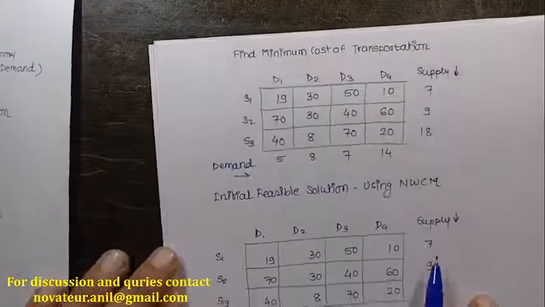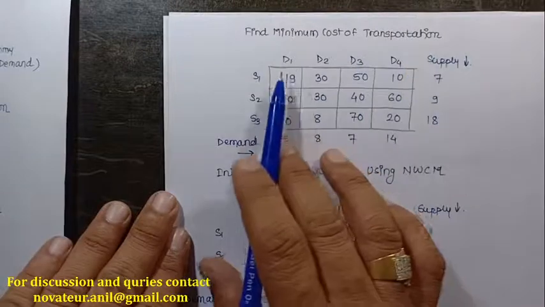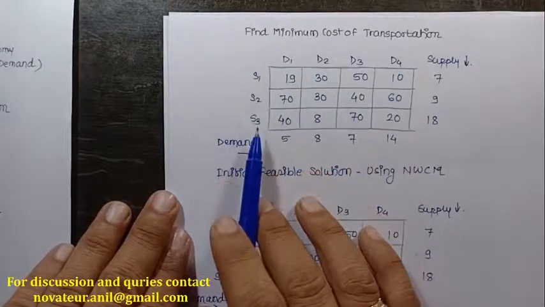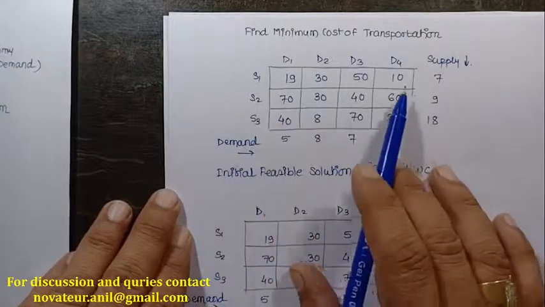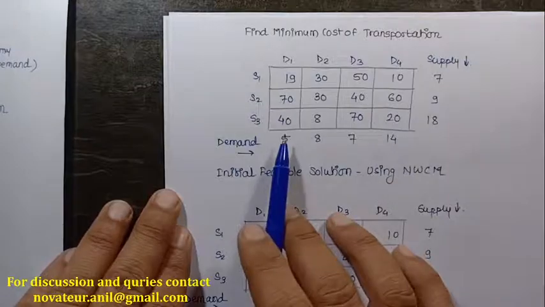It says that it's a company. You need to find out the minimum cost of transportation, wherein D1, D2, D3 and D4 are the warehouses, and S1, S2, S3 is nothing but the supply. This is the cost of transportation, and the rest is given in this matrix format.